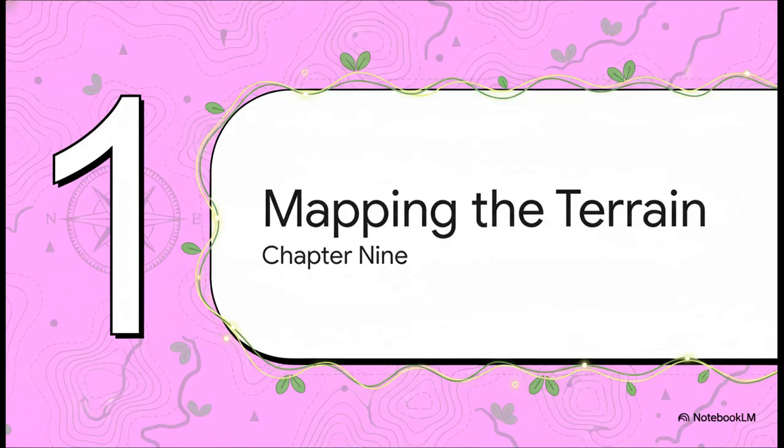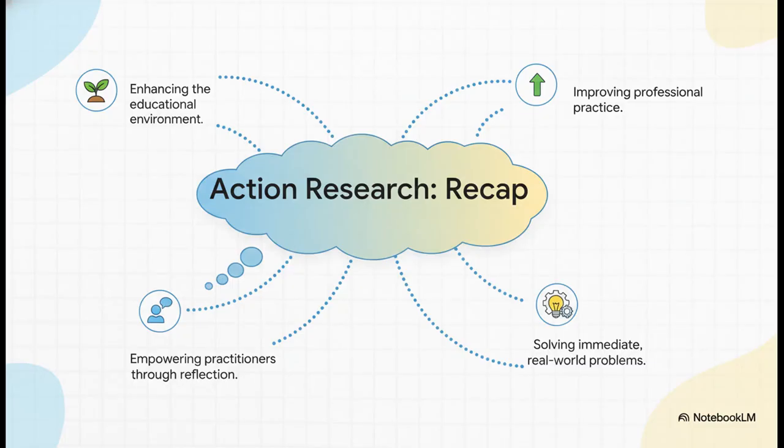So first up, we have Chapter 9 from our source text, and it's all about mapping the terrain. You can think of this as your guide to finding the most fertile ground for your research, making sure your efforts are focused right where they can make the biggest difference. Now, before we get into the specifics, let's have a quick reminder of what the goal is here. At its heart, action research is all about improving what we do day in and day out. It's about tackling the real-world challenges in your own environment, reflecting on your practice, and ultimately making things better for your learners.